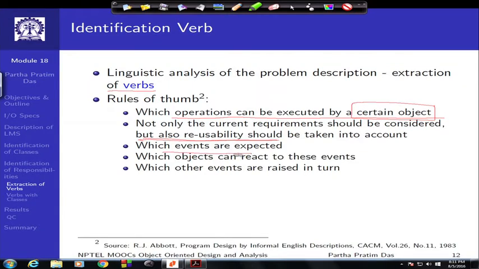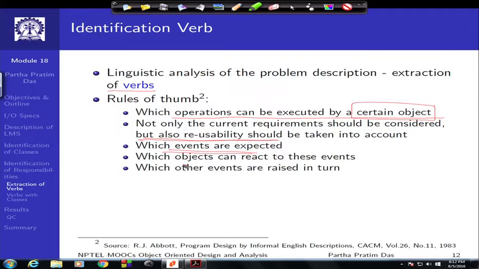We will try to see that naturally actions mean events. We talked about events for structural clustering also, you will remember, while we were analyzing the classes. So, the event is some happening. So, we will expect that with the identification of verbs, we will be more clearly able to talk about what events are expected and when those events will happen and so on.